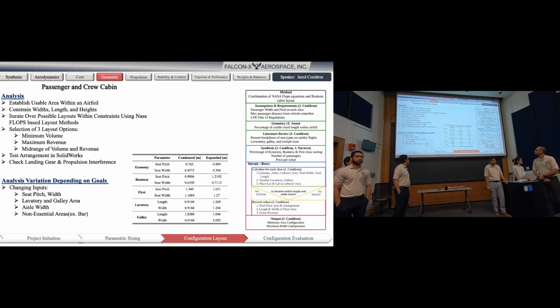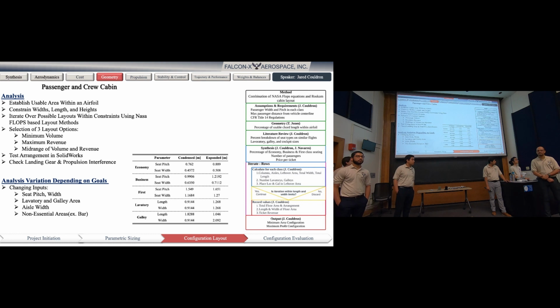Iterating over rows and pretty much just laying these sections out into 3 seats abreast, which is aisle, 1, 2, 3 seats. And you can only be 3 seats away from the aisle. That's safety regulations. And iterating through multiple combinations to then determine the minimum volume, maximum revenue, and the mid-range between both of those.